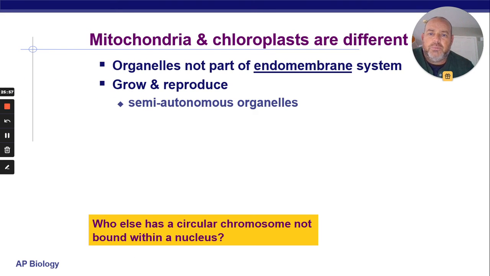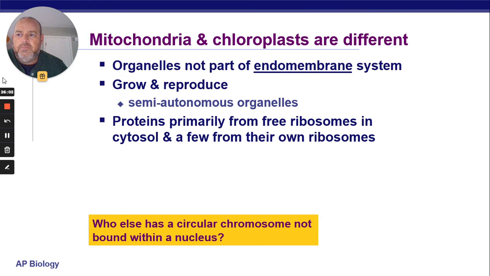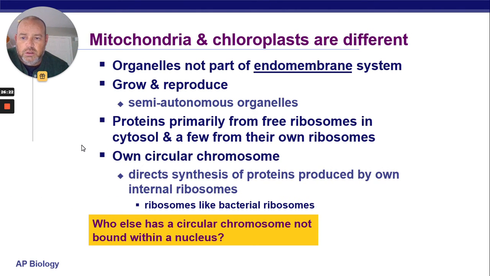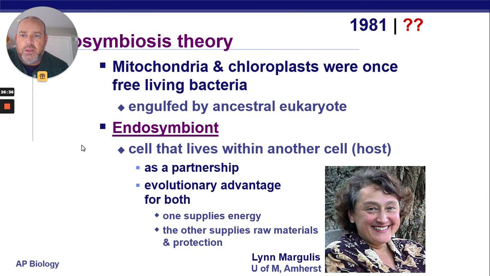So mitochondria and chloroplasts are different from the other organelles. They're not part of the endomembrane system like a lot of the other organelles. They can grow and reproduce. We said they're semi-autonomous. Their proteins are primarily from the free ribosomes in the cytosol. They also have a few of their own. They have their own circular chromosome, just like bacteria do, right? One singular circular chromosome, and they have that. And so, again, more evidence for them being their own thing once upon a time.